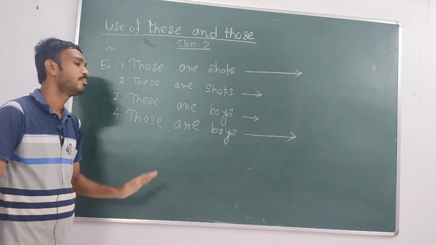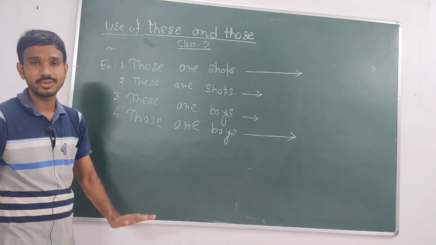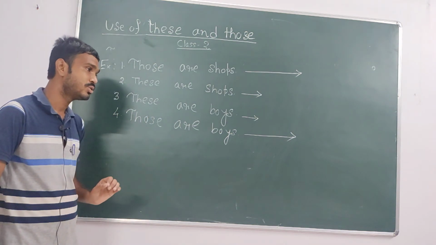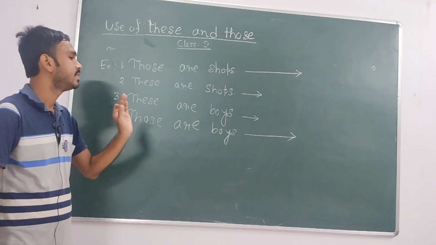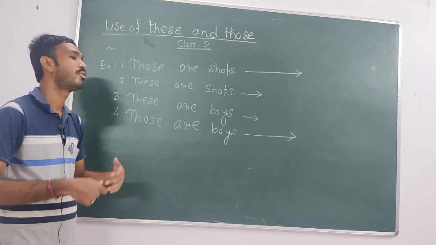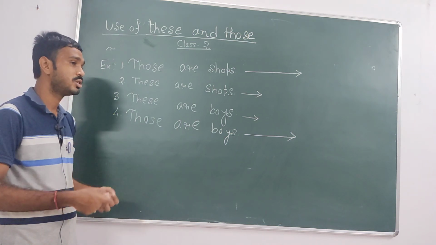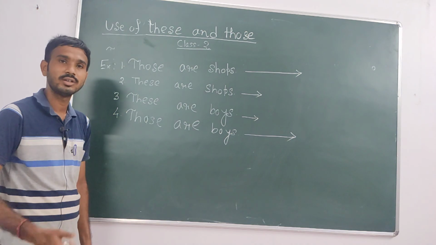So when we recollect the points, these and those are both used to suggest multiple things, and the only difference is that many things that are very close to us are referred to using these, and many things that are far from us should be referred to using the word those. Okay, that's all.